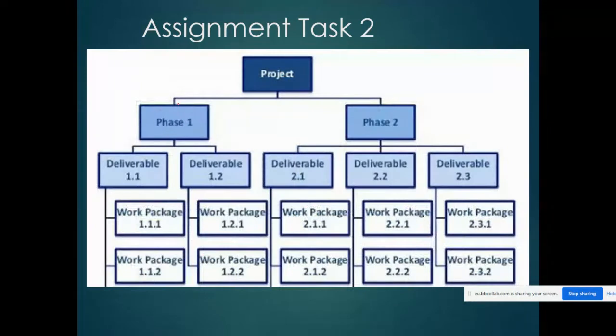Here's another example: phase 1, phase 2, deliverable 1.1, 1.2, deliverable 2.1, 2.2, 2.3, and under them, specific tasks or work packages. And again, here you would be able to put in a rand amount, etc.